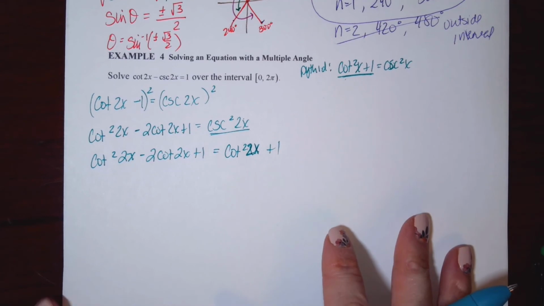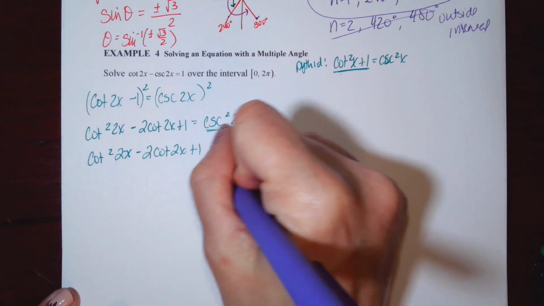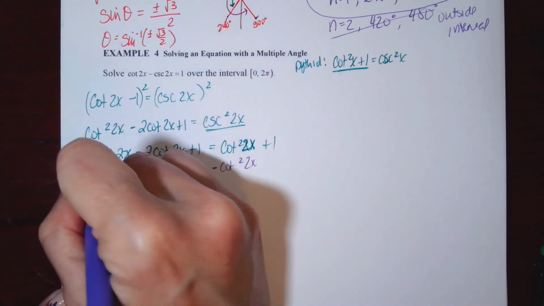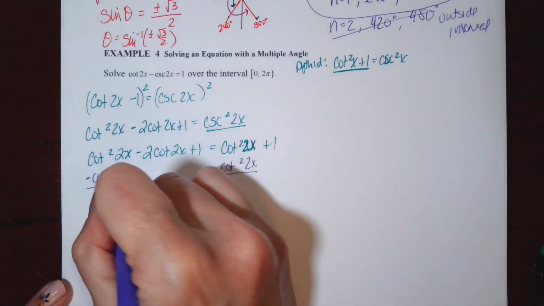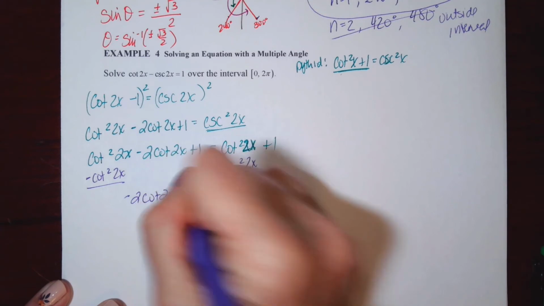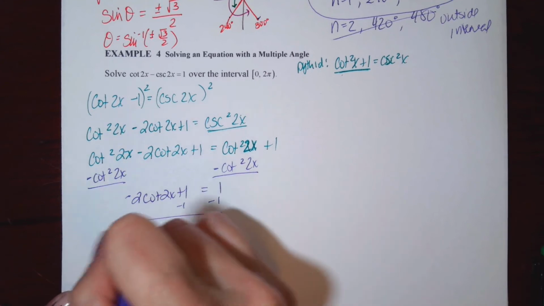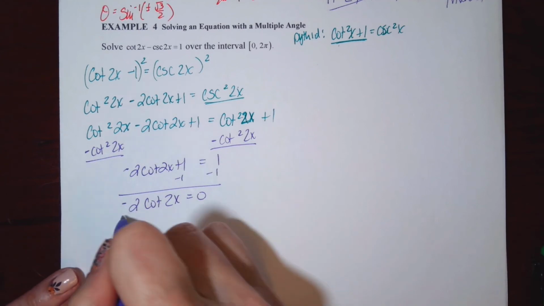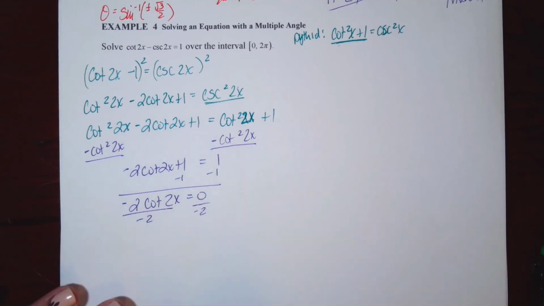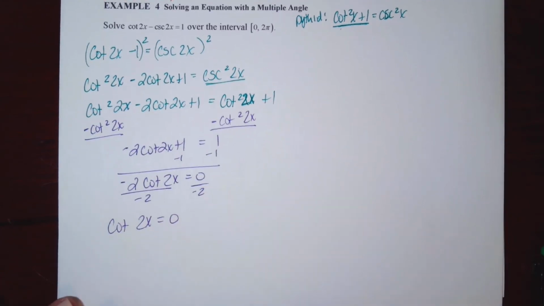All right, let's see what we need to do to solve. First thing, I'm going to get my squared term on the same side. When I do that, that adds to 0. So I'm left with negative 2 cotangent 2x plus 1 equals 1. When I subtract 1, that goes to 0. So I've got negative 2 cotangent 2x equals 0. And when I divide 0 by anything, it's just 0, right? So when I divide out that coefficient, I've got cotangent of 2x equals 0. So that's not bad. That's pretty easy.